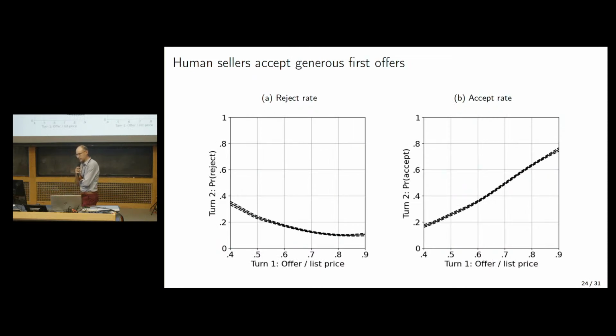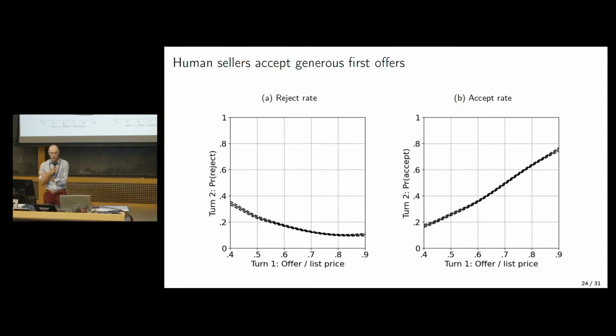So every time you see a black line, it means we're looking at sellers in the data. Okay, so the horizontal axis here is the same. It's the normalized first offer. On the left chart, I'm showing you the rate at which sellers reject those first offers. And on the right, the rate at which sellers accept those first offers. Okay, so what I'm not showing is the rate at which they counter. It's the complement of these probabilities. So as you move to the right on the horizontal axis, the first offer becomes more generous.